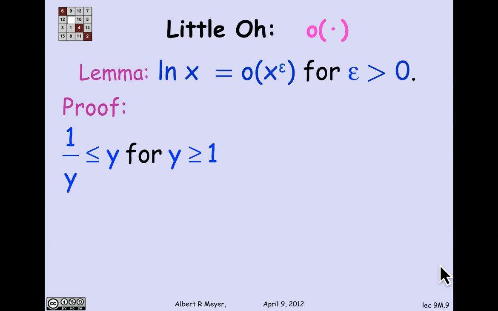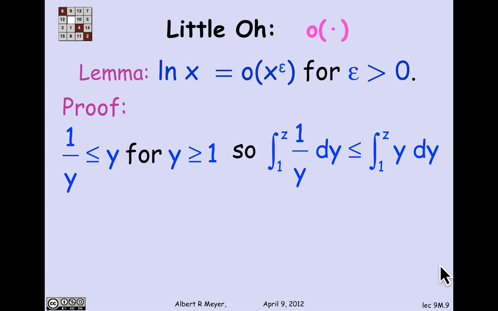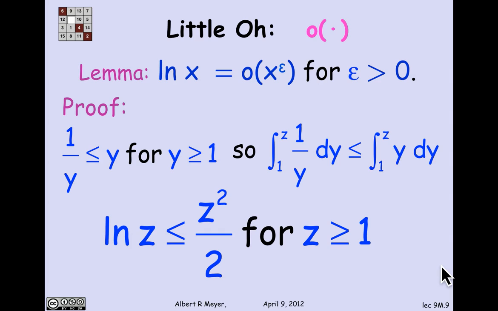That's easy. Well, that means that I can integrate both sides starting at 1. So the integral of 1 over y from 1 to z is less than or equal to the integral of y from 1 to z. The integral of 1 over y is log z, and the integral of y is z squared over 2. So what we get is this new inequality: the log of z is less than or equal to z squared over 2 for z greater than or equal to 1. So we're on the way there.